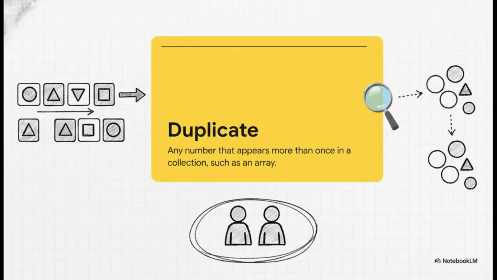So, what exactly are we looking for here? Well, a duplicate is simply any number that appears more than once in a collection. Think about a massive database of user IDs or financial transactions. Finding and handling duplicates is absolutely crucial to prevent corrupt data or system crashes. In programming, an array stores these elements right next to each other in contiguous memory. Our mission is to hunt down any identical twins hiding within those memory blocks and to do it efficiently.